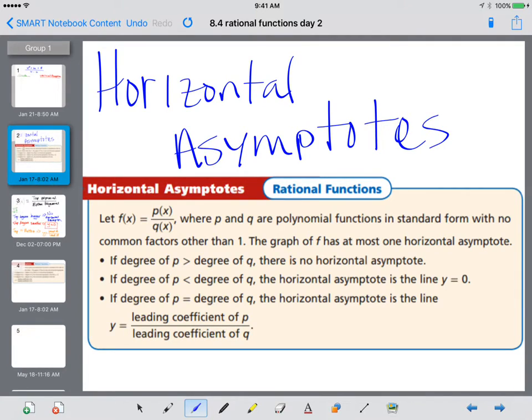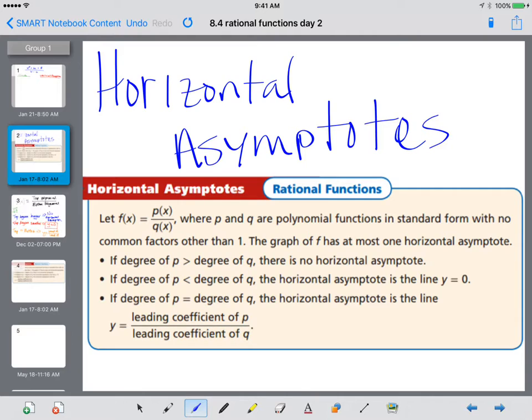In this lesson, we're going to discuss how to find horizontal asymptotes. This is the note sheet that you'll find in the book. These horizontal asymptotes are rational functions where we can let f of x equal p of x over q of x, where p and q are polynomial functions in standard form with no common factors other than 1. We really only need to look at the degree of each polynomial.